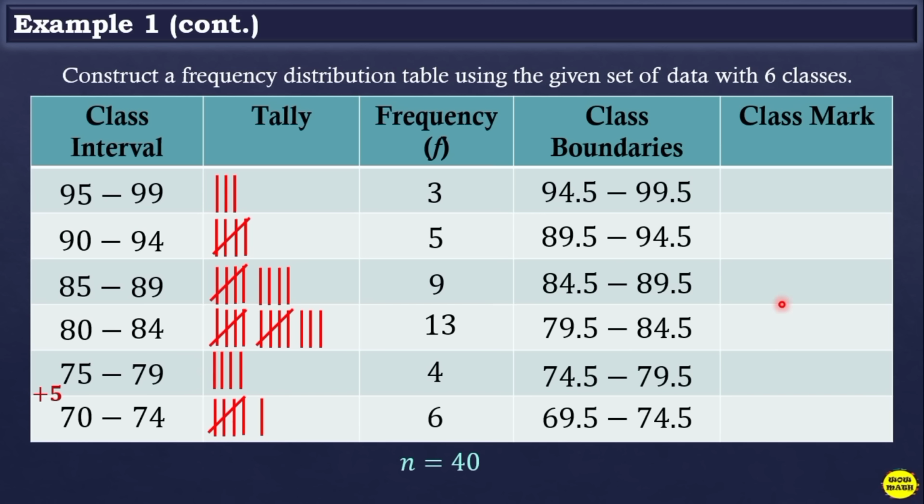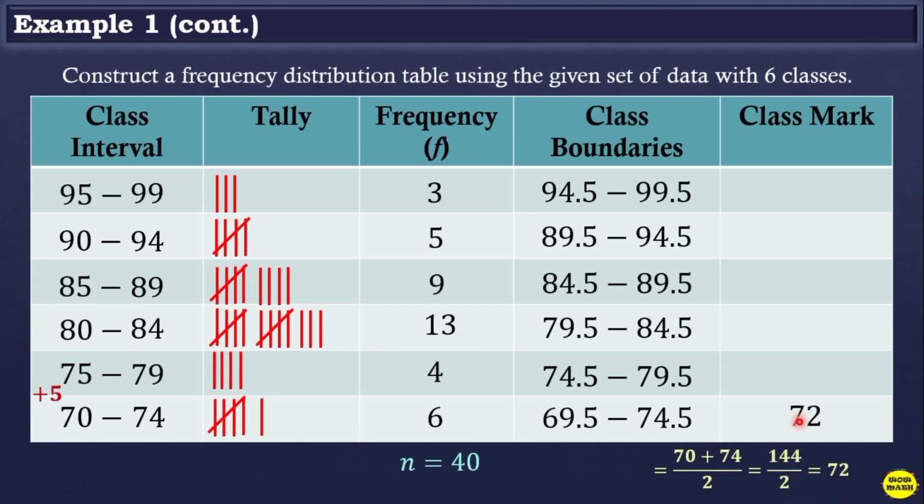And then, for our class mark, how do we get the class mark? Like I said, we add our lower class limit and upper class limit. So, we have 70 plus 74 divided by 2. 70 plus 74, that is 144, divided by 2. That is equal to 72. So, our class mark is 72. Okay? So, 72 is our class mark.